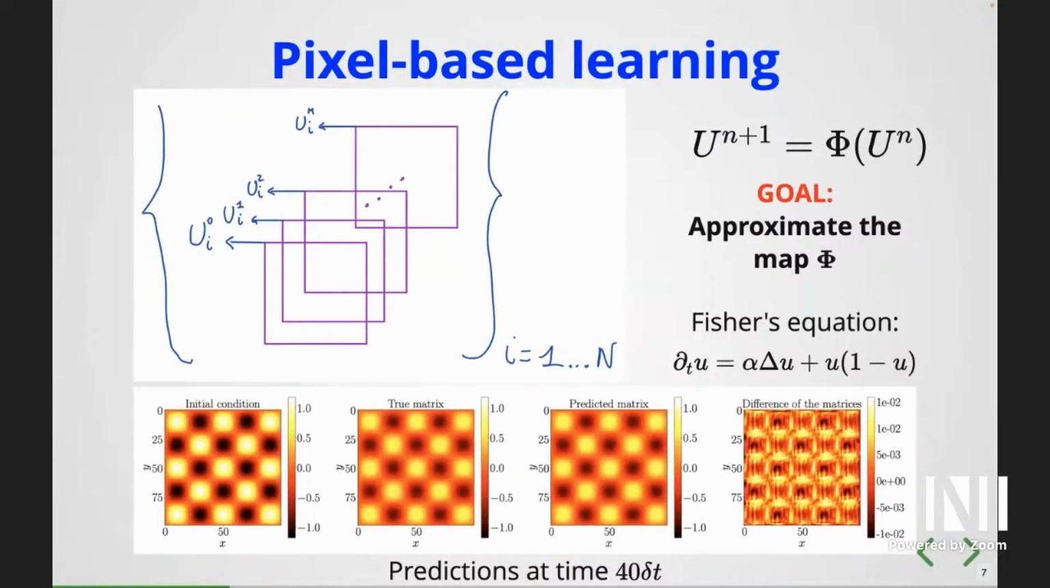Yes, so our data set has 5 snapshots, so just 5 delta T's. But then these predictions are extrapolating in time. It's 40 delta T in this case.